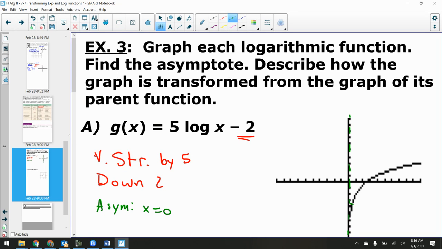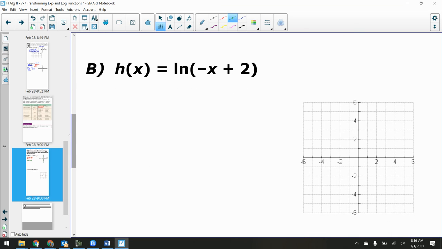Now, if those two transformations didn't change the asymptote, can somebody tell me what type of transformation would change a logarithmic asymptote? What type of transformation would change the asymptote from x equals 0 to something different? A left or right shift. Anything that's going to move it left or right. Now, let me ask you this. Is this going to move it left or right? So should I see a change in asymptote here?